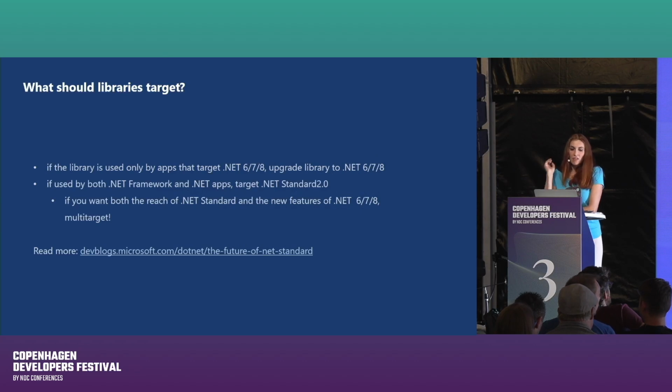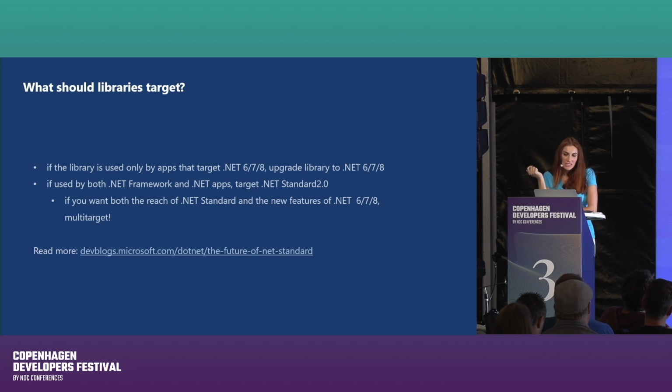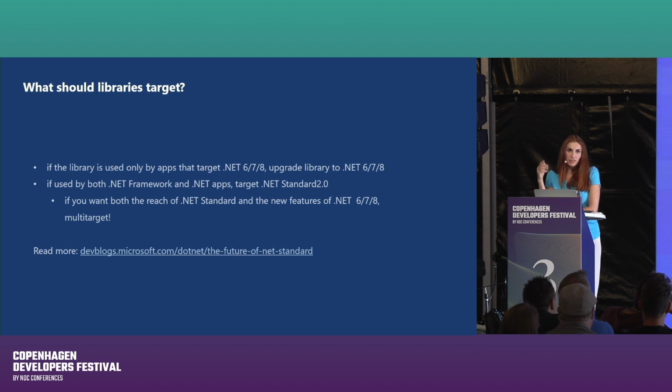All right, now we talked about WinForms, WPF, exactly the same, very easy, should just work. About libraries, when you're upgrading libraries, what should you target? As I mentioned before when I was talking about .NET Standard, if you're using only .NET 6, 7, 8, you do not need .NET Standard. You can just upgrade your library to .NET, same version, 6, 7, 8.